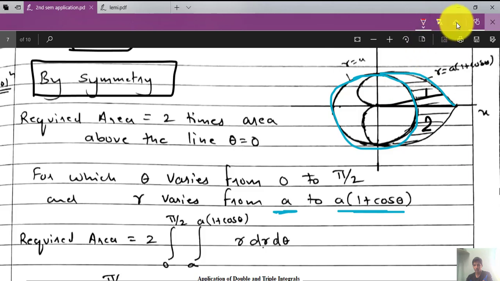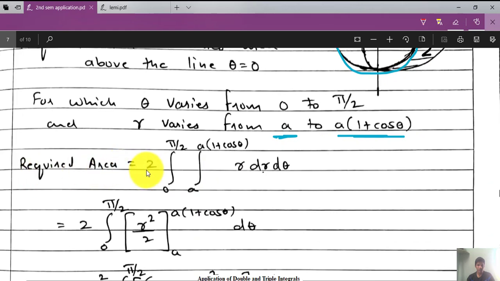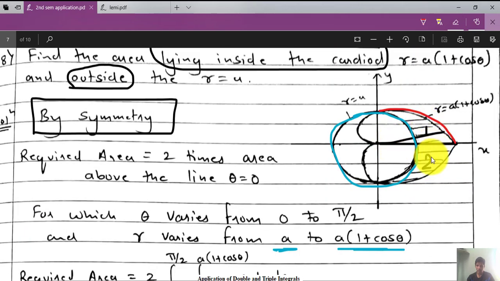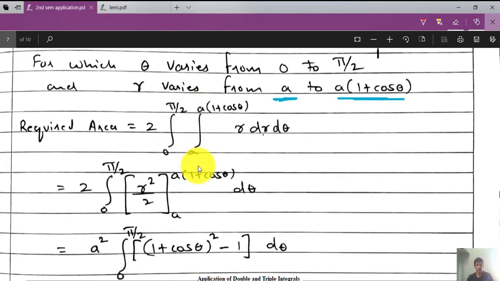Same is the case here. So how is my r varying? That is from this curve, that is r equal to a, over this particular red curve, a(1 + cos theta), and theta varies from 0 to pi by 2, yes. Now since the required area is 2 times, because I am taking this first quadrant, if I multiply both, it becomes 2 times the integral of r dr d theta, right? So the ranges are from a to a(1 + cos theta) and 0 to pi by 2.